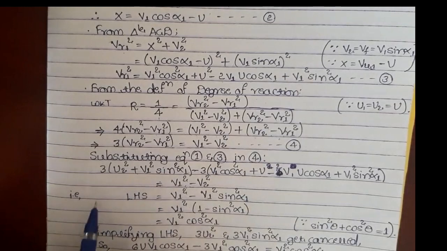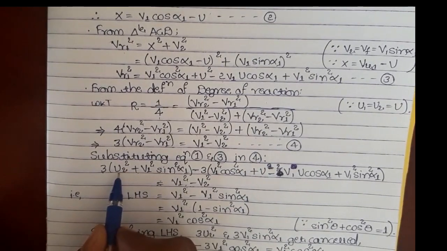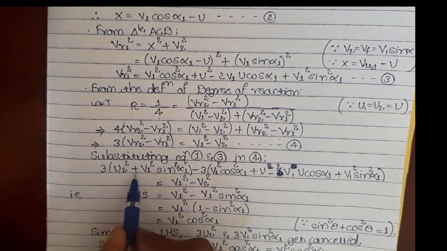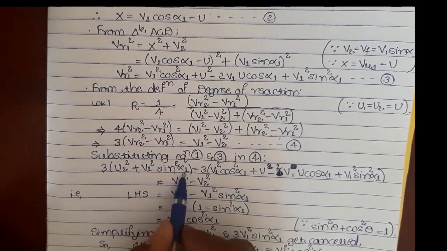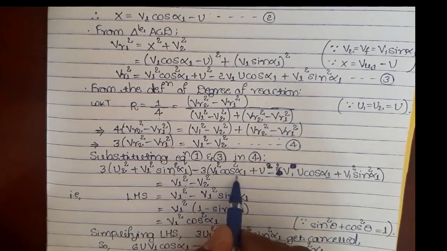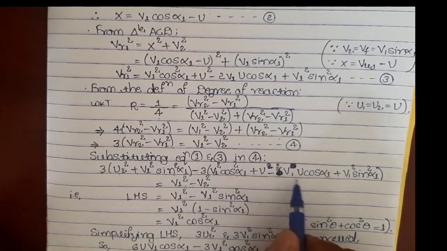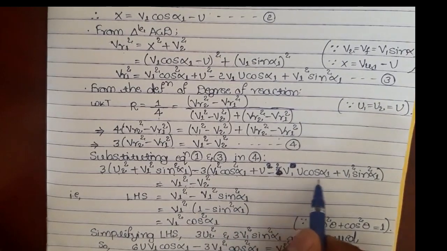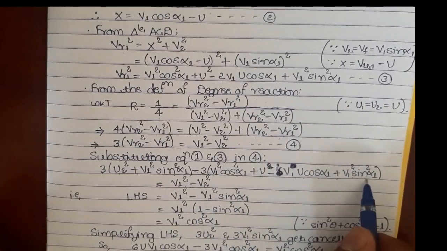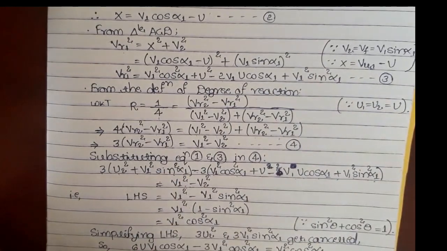Now coming to the LHS, it is 3 into which value? VR2 square value. What is VR2 square value? U2 square plus V1 square sin square alpha 1, minus 3 into VR1 square value, V1 square cos square alpha 1 plus U square minus 2V1 U cos alpha 1 plus V1 square sin square alpha 1. Right? So after the substitution it will become like this.